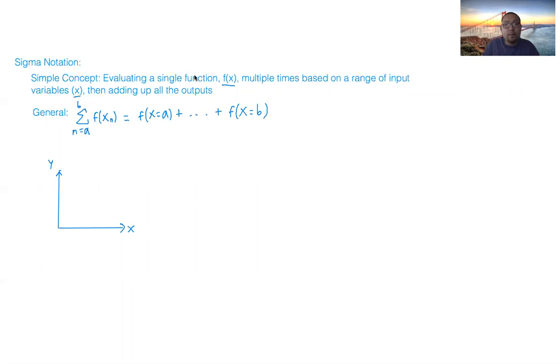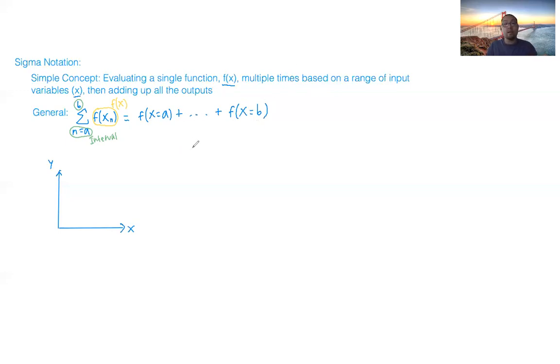The important bit I want you to take from this form is that the expression right in front of the sigma is your function that you're evaluating. And the values under and over your summation sign, a and b, determine the interval over which you're making these calculations.